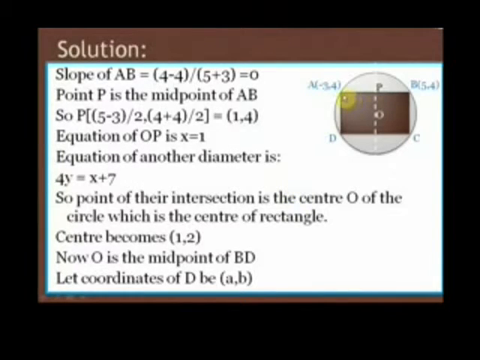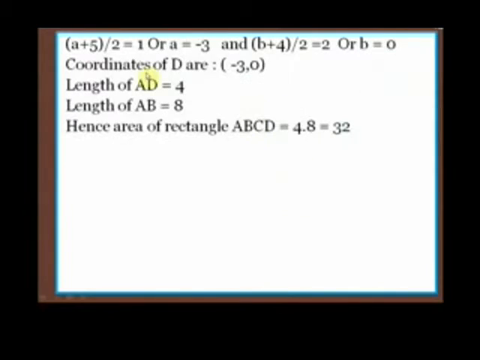Once again, what we have done in this problem is, we have found the midpoint of AB, that is P, and we have found the equation of OP. Now OP and one more diameter intersect at the center, so we have found the coordinates of point O. Now we know the coordinates of point O, we know the coordinates of point B, and we also know that O is the midpoint of BD. So we found the coordinates of point D. Once the coordinates of D are found, then the length of AD and the length of AB are calculated, and AD into AB is equal to the area of rectangle ABCD, which is nothing but equal to 32 units.